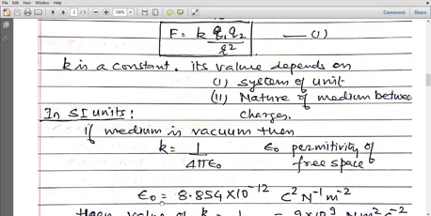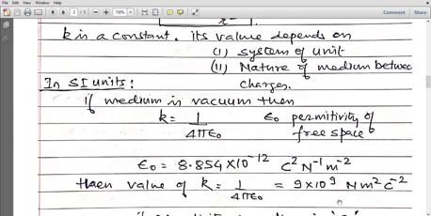The value of epsilon 0 is 8.854 into 10 to the power minus 12, and its unit of measurement is Coulomb square per Newton per meter square. So if you put the value of epsilon 0 as 8.854 into 10 to the power minus 12, we find the value of K as 1 upon 4 pi epsilon 0, which is approximately 9 into 10 to the power 9 Newton meter square per Coulomb square. So in the SI system, we will put the value of K as 9 into 10 to the power 9.